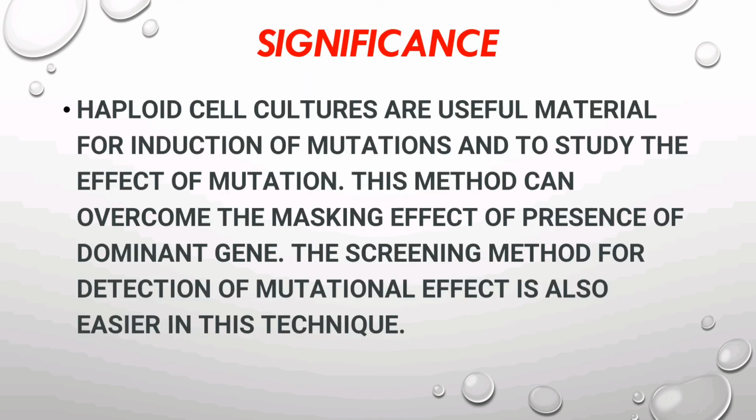Now let's see the significance of haploid plant production. Haploid cell cultures are useful material for induction of mutations and to study the effect of mutation. This method can overcome the masking effect of the presence of dominant genes. The screening method for detection of mutational effect is also easier in this technique.